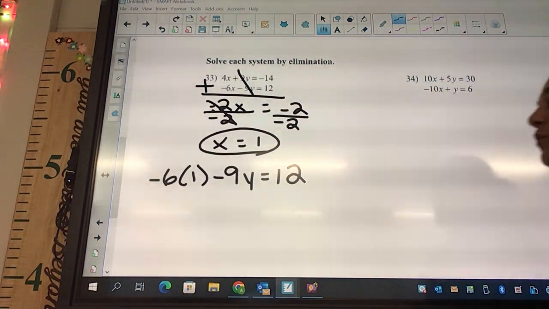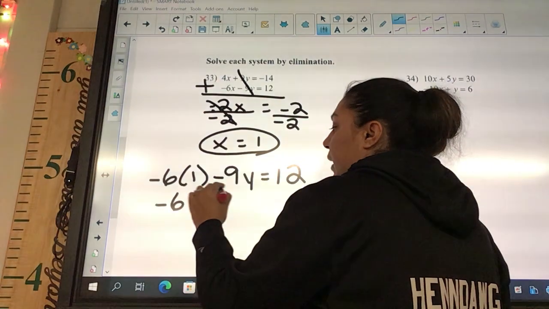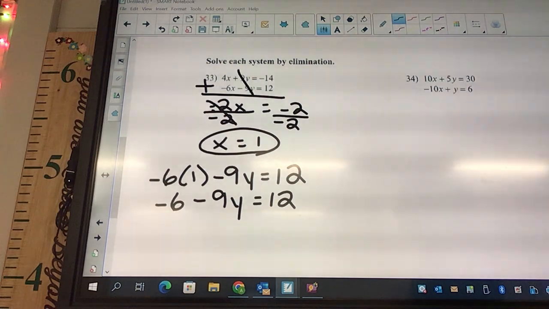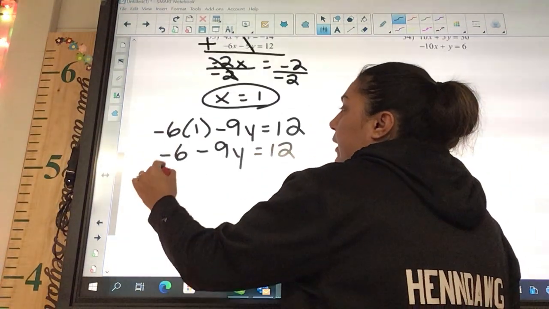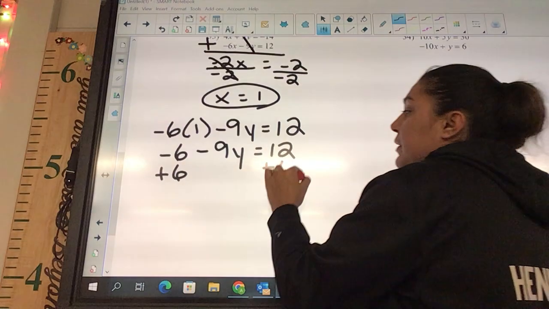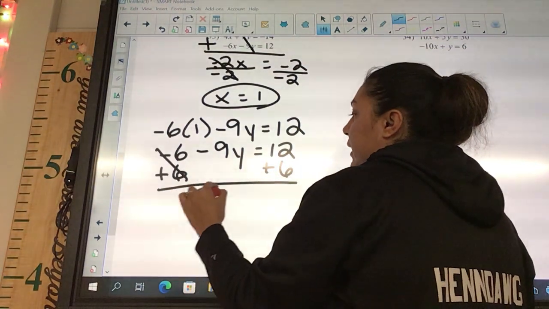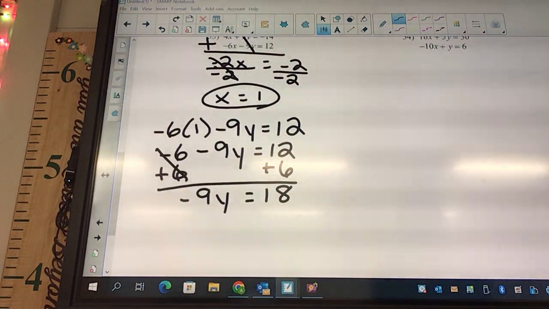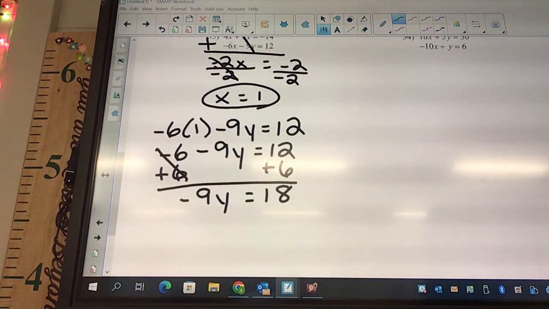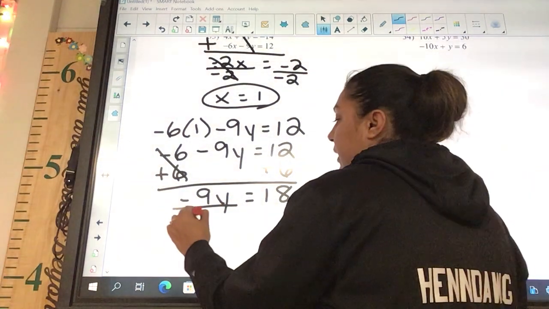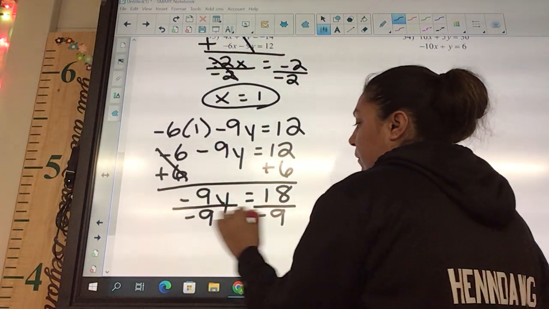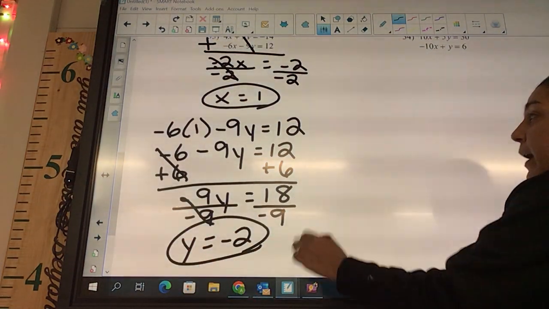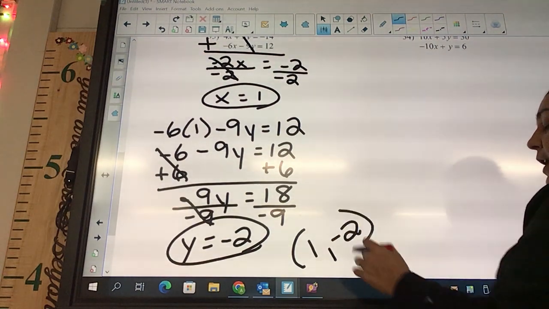Okay, negative 6 times 1 is going to be negative 6 minus 9y equals 12. Okay, and then I'm going to say plus 6, plus 6. So you're at negative 9y equals 18. And then our last step is going to be to divide by negative 9. So we get y equals negative 2. Okay, my coordinate is going to look like 1 comma negative 2.